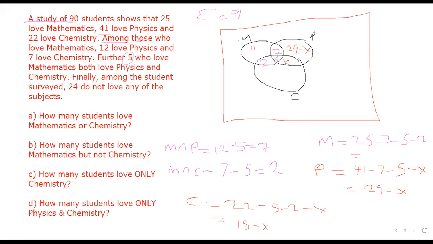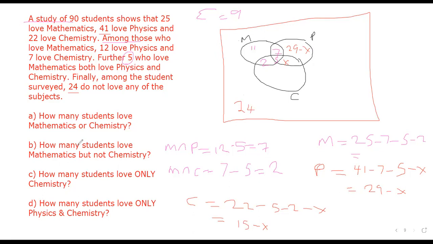So what else are we taught? 24 students did not have any of the subjects. So what do we do? We write the 24 outside the sets.